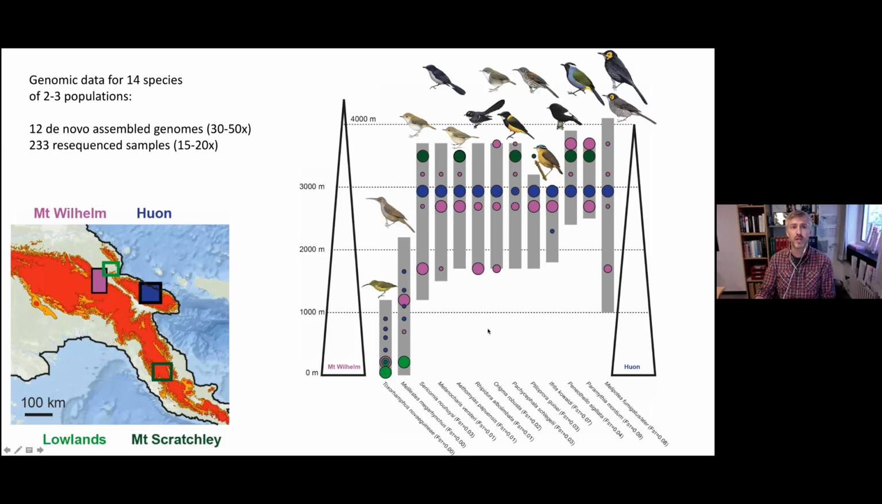So we have genomic data for 14 species of 2 to 3 populations. We have 12 de novo assembled genomes, and then we have 233 resequenced samples. So we were aiming to get a minimum of 5 individuals per population, and in some cases we had 10 individuals per population. So at least large enough numbers that we can do some sort of demographic analysis of what is actually going on in 2 different populations.